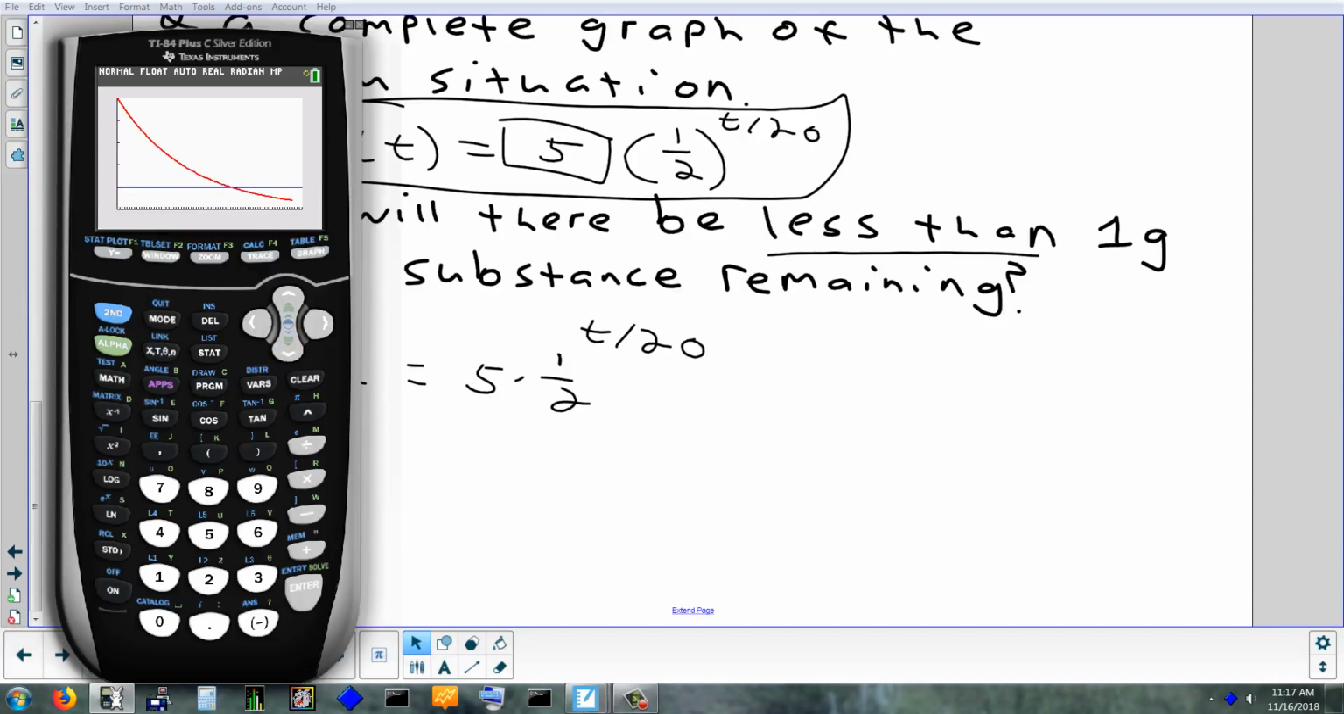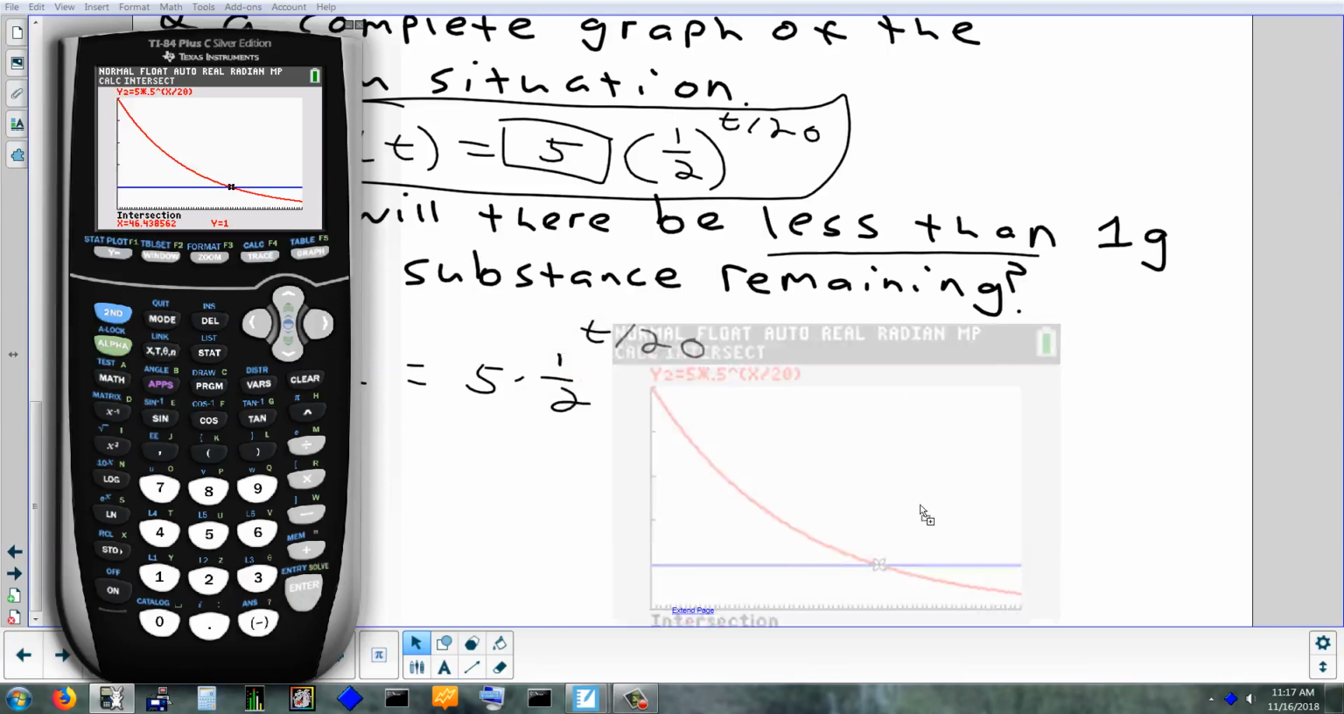And it's going to keep decaying, and it's going to get closer and closer to what? 0, but it's never going to reach it. It's always going to be a little bit left. Eventually, it's so little it doesn't even matter. But it's like it never really goes away. Okay, so do your intersect. And we get 46.4. I thought it was about 50, but 46.4 days.